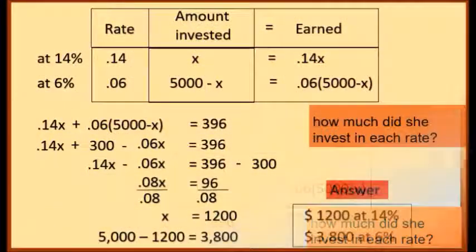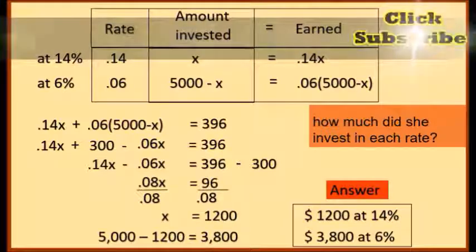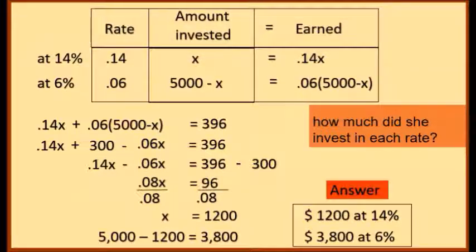Nakuha ba? Okay? So dito, 0.14x plus 0.06 times 5,000 minus x is equal to 396. Itong 0.06, i-multiply mo sa 5,000. What is 0.06 times 5,000? 300 na lalabas. Tapos 0.06 times x is negative 0.06x. Okay? Dinistribute mo lang yan. Nakuha ba? Equals 396.